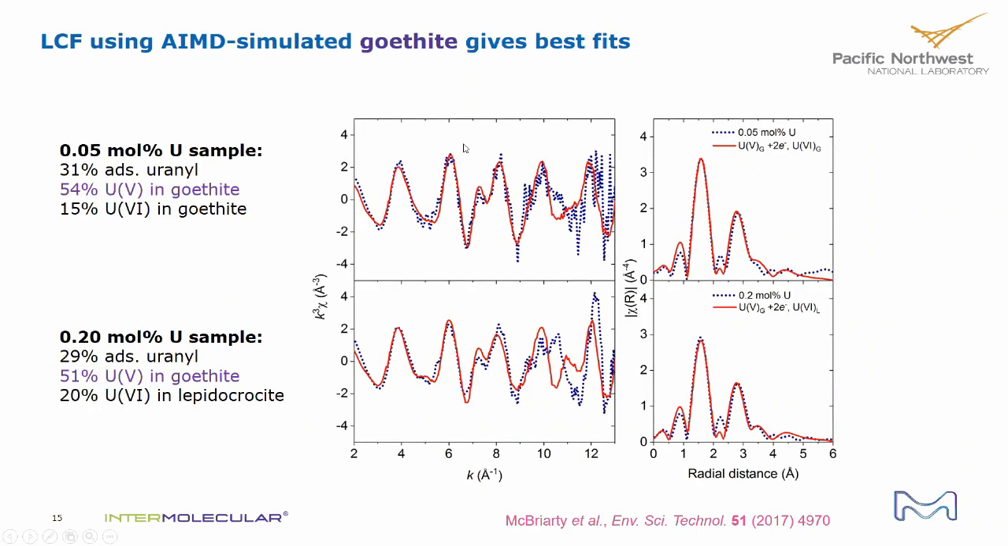However, if we do linear combination fitting using our AMD simulated goethite structures, we actually get great fits. In this case, when we have smaller amounts of uranium in the sample, about half of it is in the 5+ state in goethite. Looks like maybe we have a little bit of U6 in the goethite, as well as about 30% adsorbed uranyl, and we get a fantastic fit. If we have a bit more uranium, then the best fit shows that some of that uranium 6 is in lepidocrocite instead of goethite, but still, most of the uranium is in goethite.